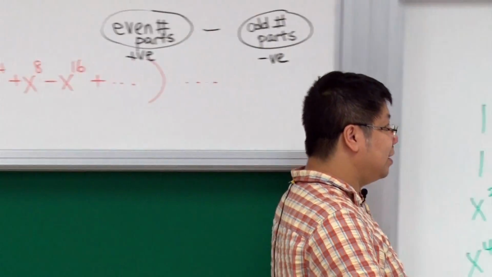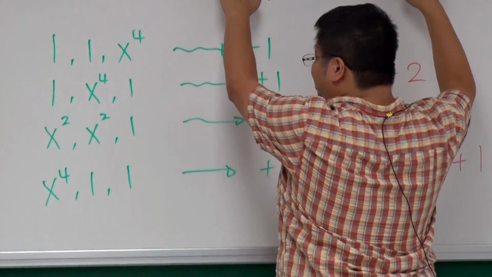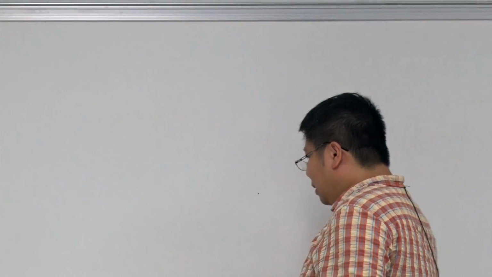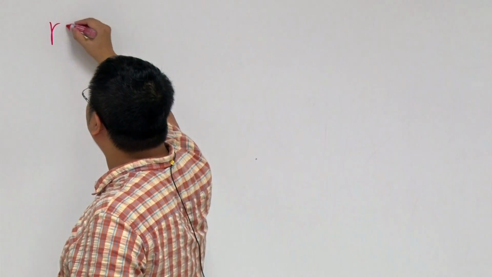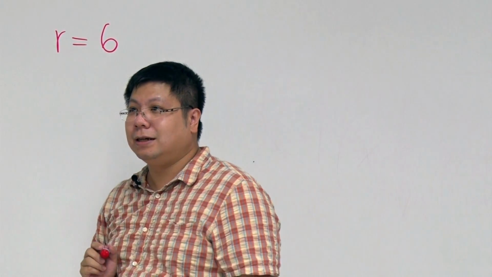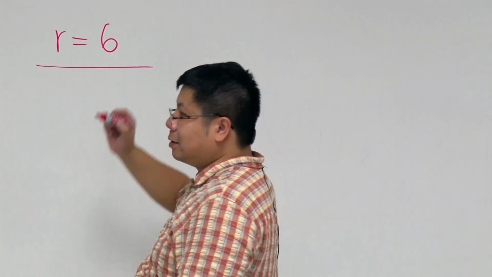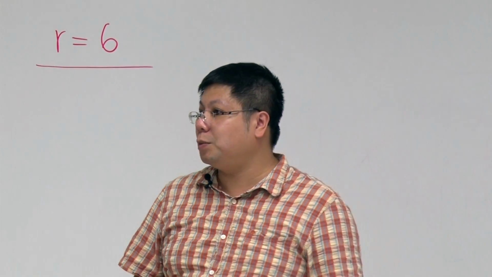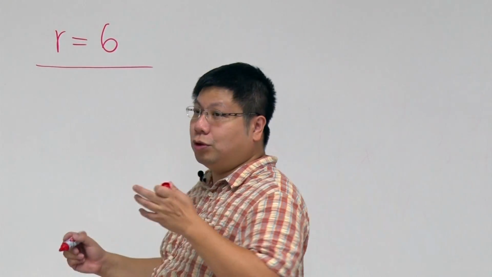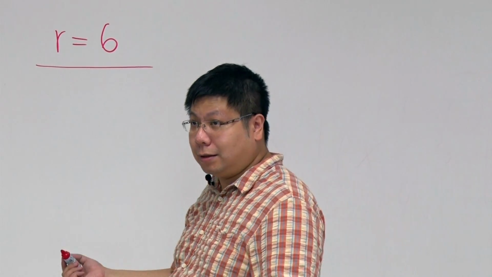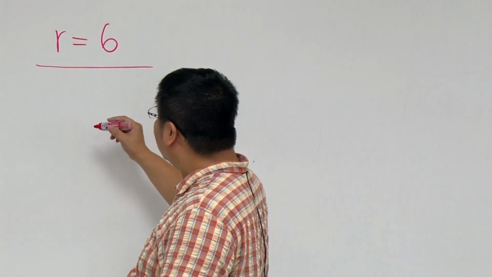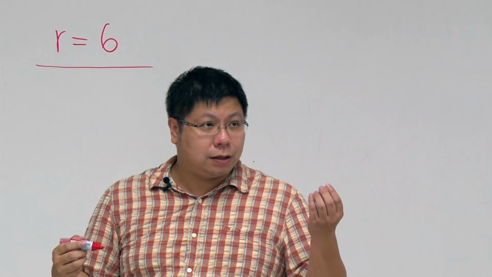Okay, let's take a look. This time, let's choose another number. Let's choose 6. So this time, let r be equal to 6. Let's list out the different ways to partition r into 2 powers, and then count the odd parts and the even parts. So each number has to be a 2 power.